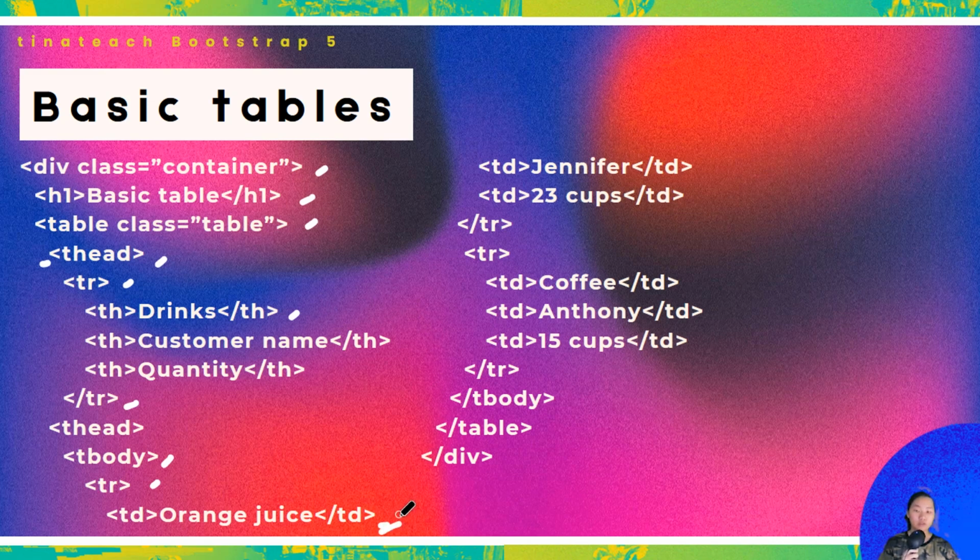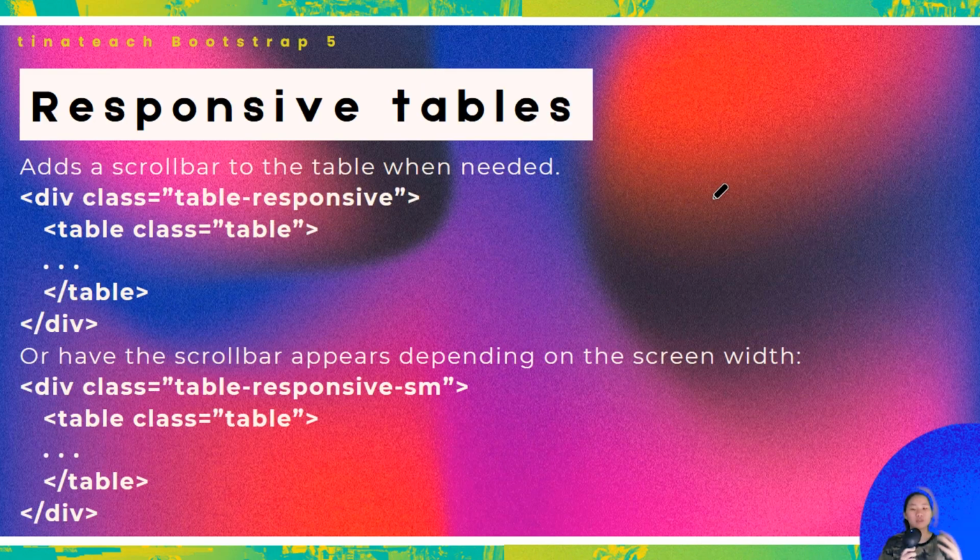So for drinks, we have orange juice. Customer name, we have Jennifer. Quantity, we have 23 cups. That's it. Let's move on to responsive tables.